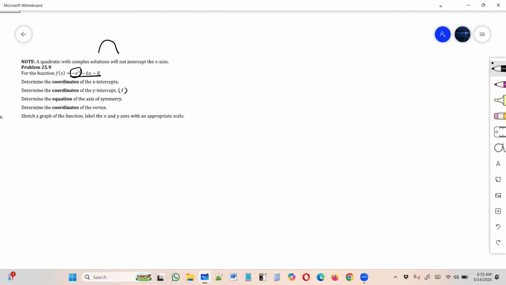So I'm going to do the y-intercept first, and the y-intercept you already know is f of 0. So I'm going to replace x with 0. And obviously these are 0 and I get -8. But remember, you need to write the coordinate. So the coordinate is always 0, whatever value you got.